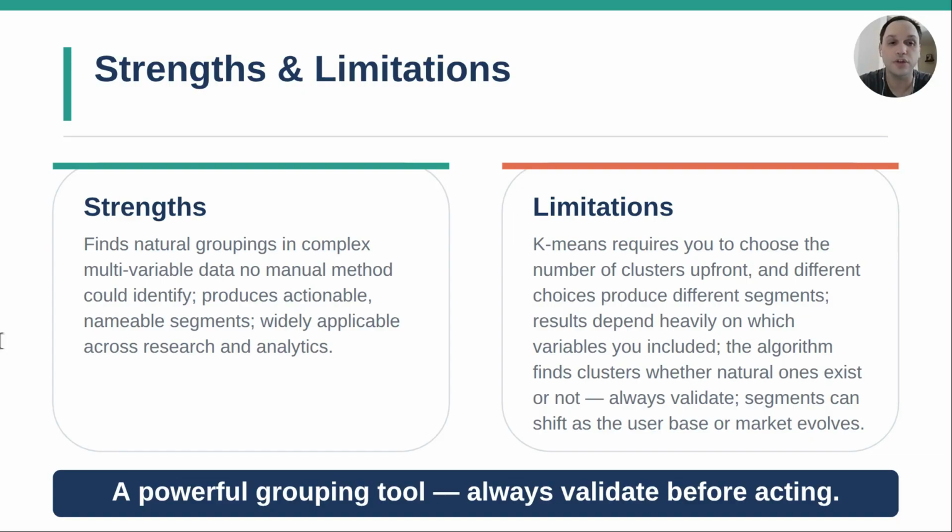The limitations are equally real. K-means requires you to choose the number of clusters up front, and a poor choice produces poor segments. The results depend heavily on which variables you included. Include the wrong things, and the algorithm will sort people on dimensions that don't matter. The algorithm will always find clusters whether natural ones exist or not, which is why validation matters. And segments shift as your user base and market evolve. So a segmentation that was accurate 2 years ago might be stale today.